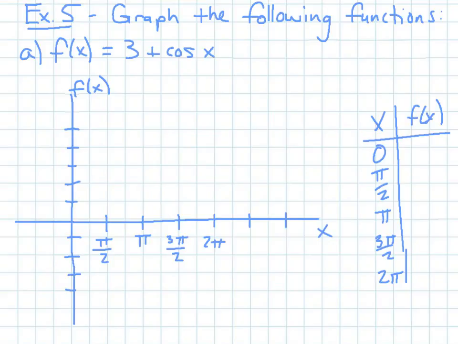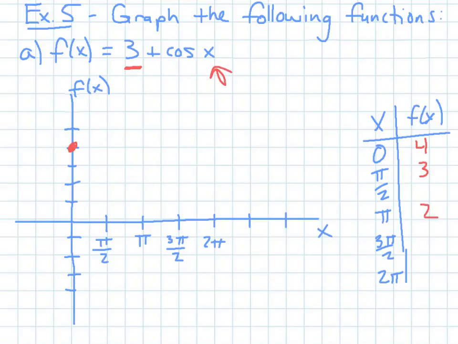So if I plug in 0 to cosine, then cosine of 0 is 1. And then here I need to add 3. So 3 plus 1 gives me 4. So this one is showing a vertical shift. We're not doing anything to the cosine, we're just moving the function up. So 0, 4 would be that first value. Pi over 2, cosine of pi over 2 is 0. 0 plus 3 is 3. Pi, or plugging pi in for cosine, so cosine of pi is -1, and -1 plus 3 is 2.